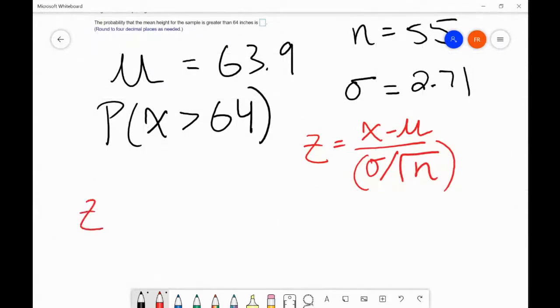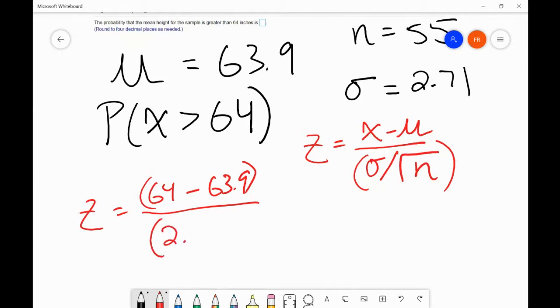We're going to go z equals 64 minus 63.9. We're going to put that in parentheses, divided by 2.71, divided by the square root of n, and n in this case was 55. There you go. You got it.